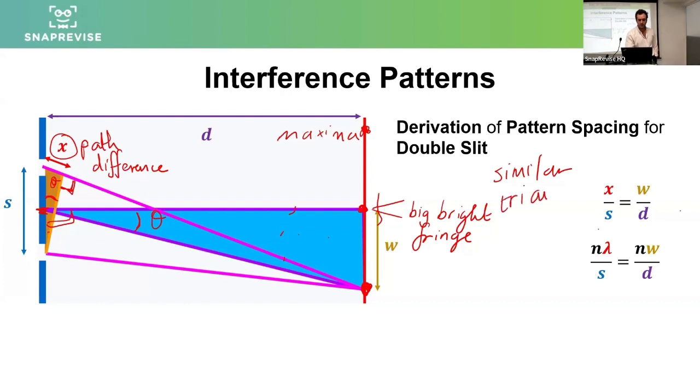Therefore, given they're both right angled triangles, it means all the angles are the same. Therefore, angle, angle, angle, they are similar triangles. Great. That means x as the opposite side of this triangle, the ratio between x and s, the opposite and the hypotenuse, is going to be the same as the ratio between w and d.